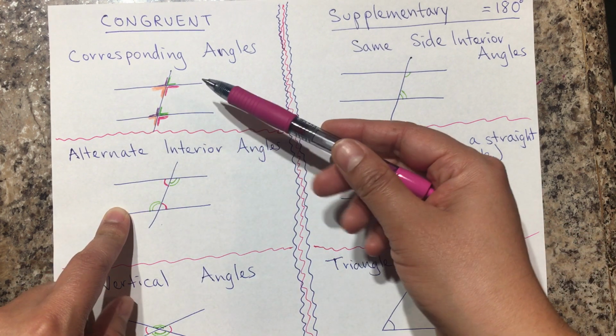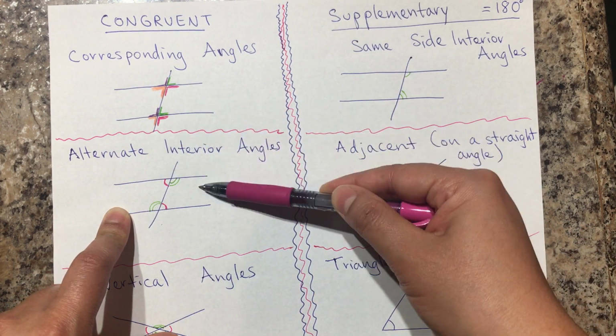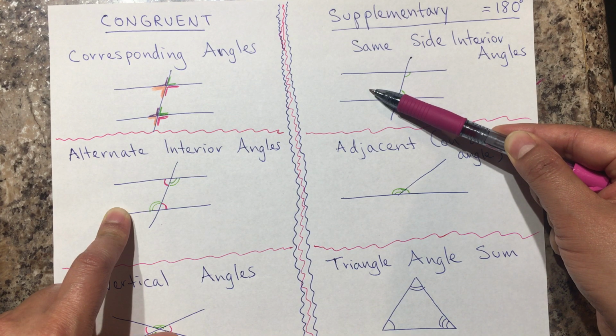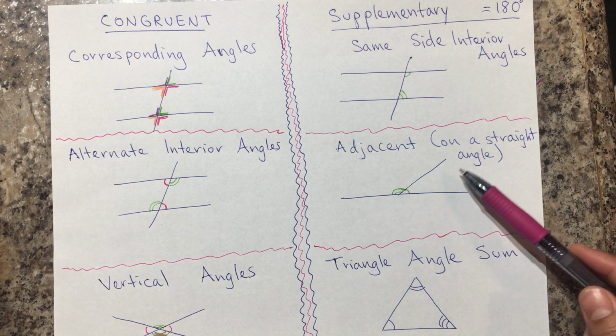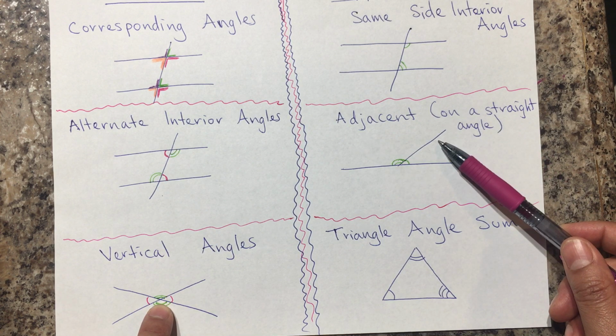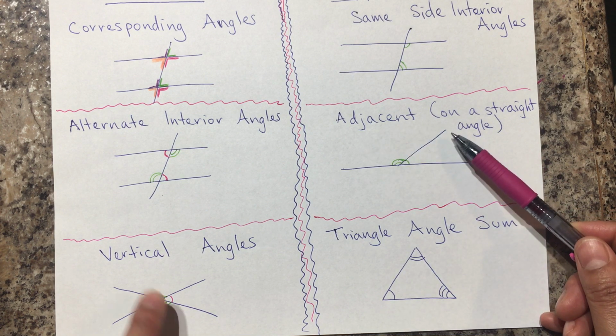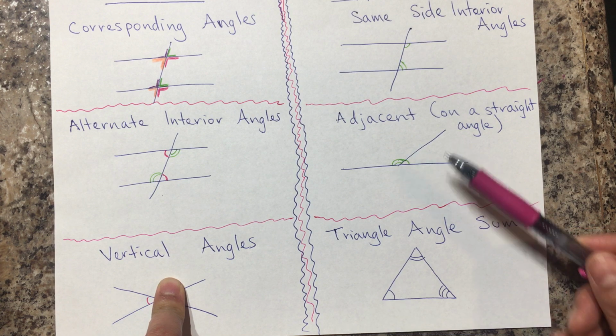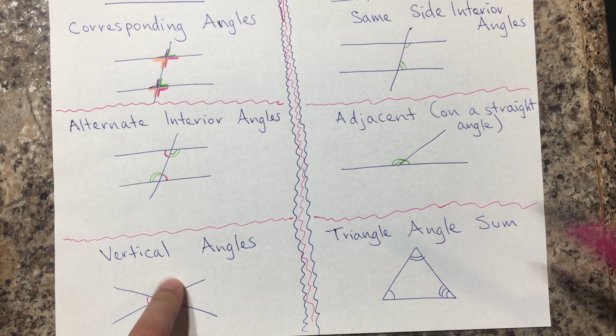Oh, and the other thing that you need to know is that these are formed by parallel lines and a transversal. These are the ones that we learned in previous lessons, okay? We have the supplementary adjacent angles and we have vertical angles. And these we'll learn in the next lesson.